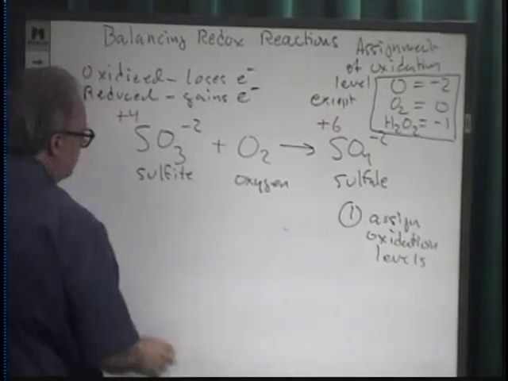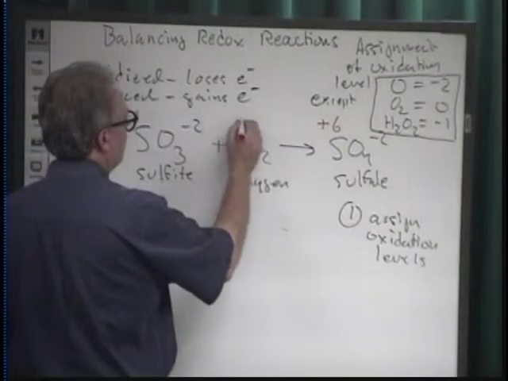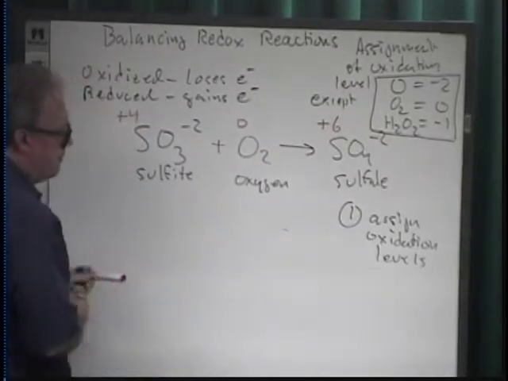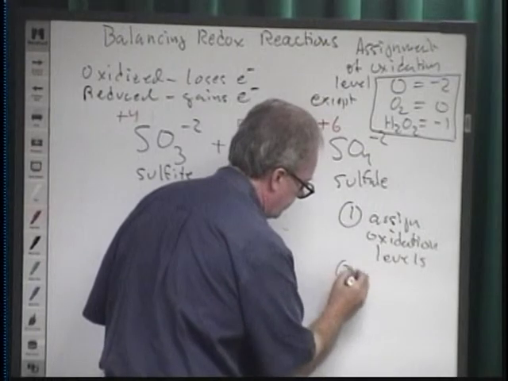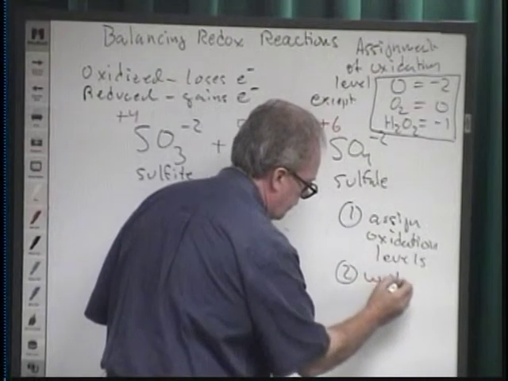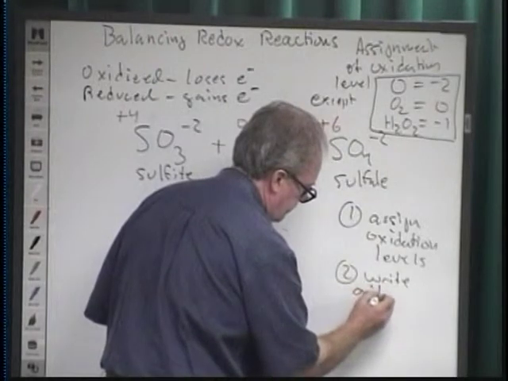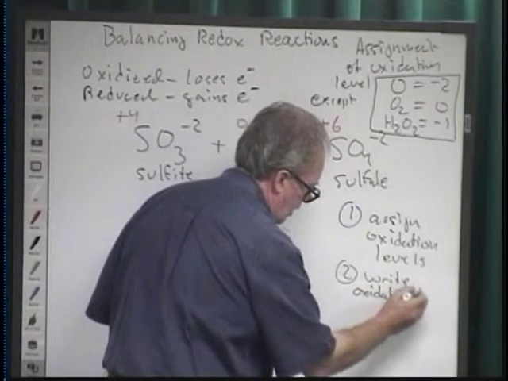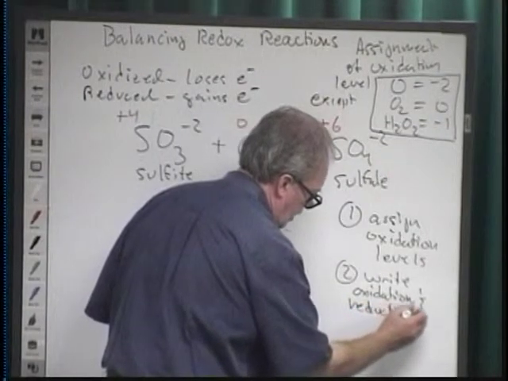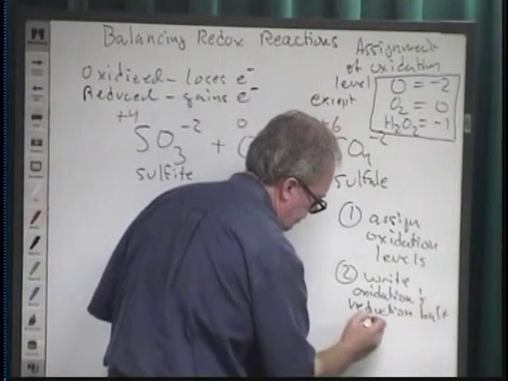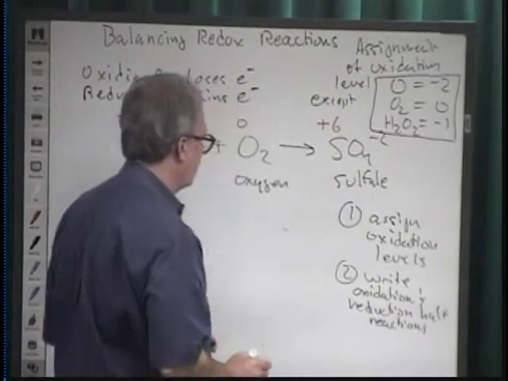Now from these oxidation levels we've assigned, we can then write oxidation and reduction half reactions. So that's our next step, write oxidation and reduction half reactions. Okay.